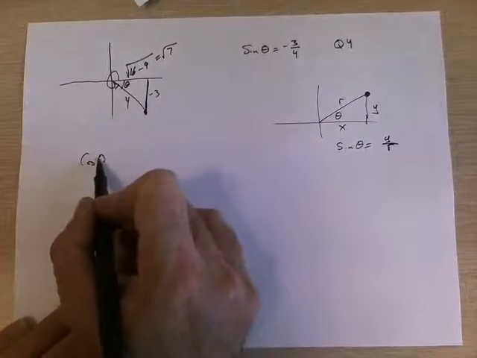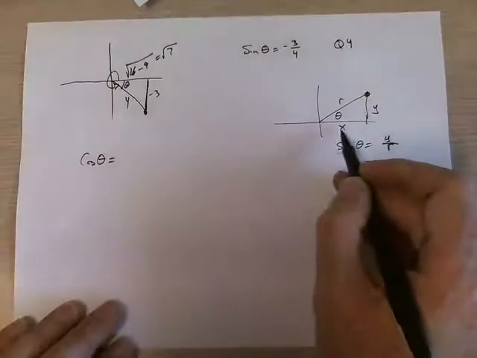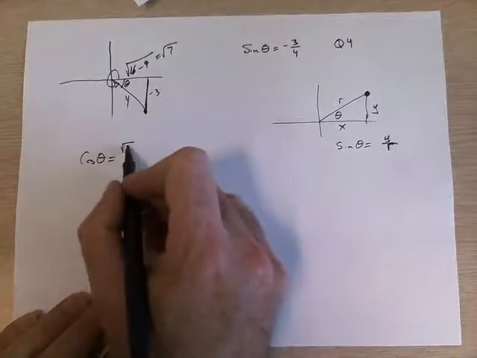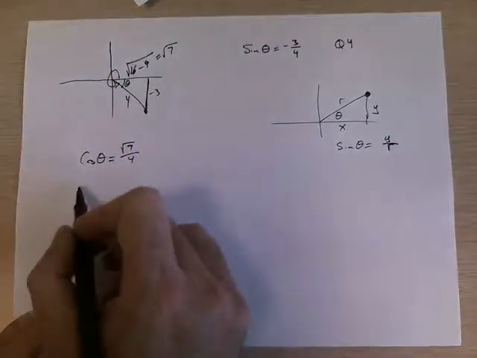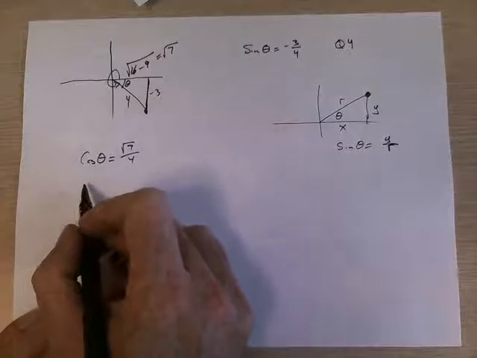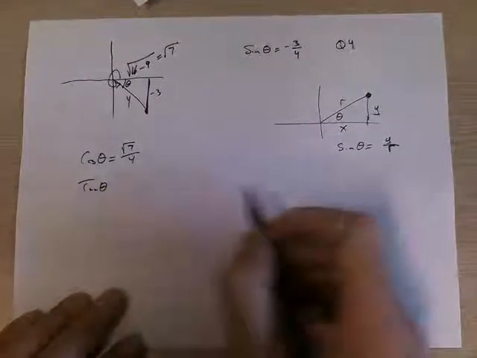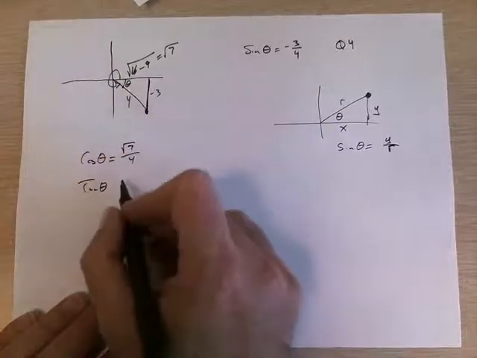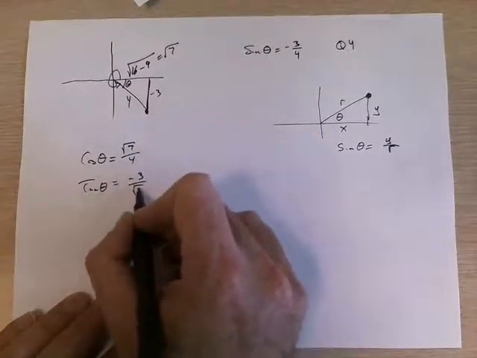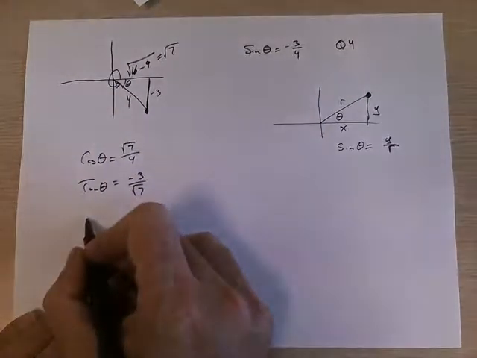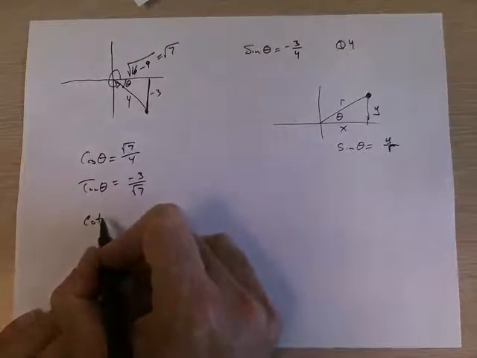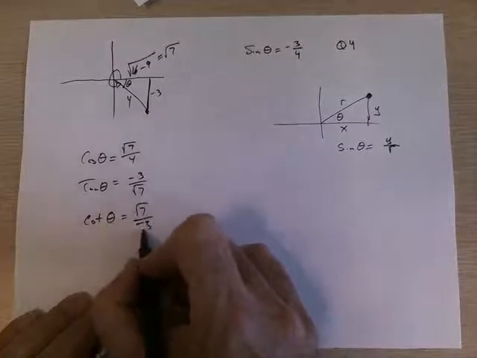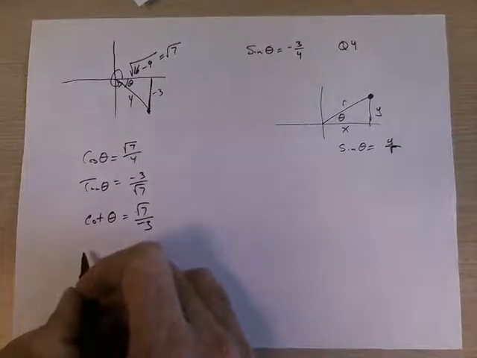What's the cosine of theta? Well, the cosine of theta would be x divided by r, so radical 7 over 4. What's the next thing? Tangent of theta? Tangent of theta would be y over x, which is -3 over the square root of 7. Cotangent of theta? Well, it'll be the reciprocal of tangent, radical 7 over -3.